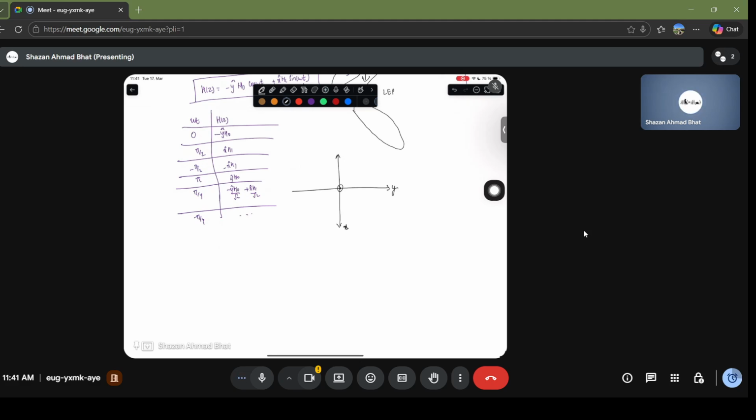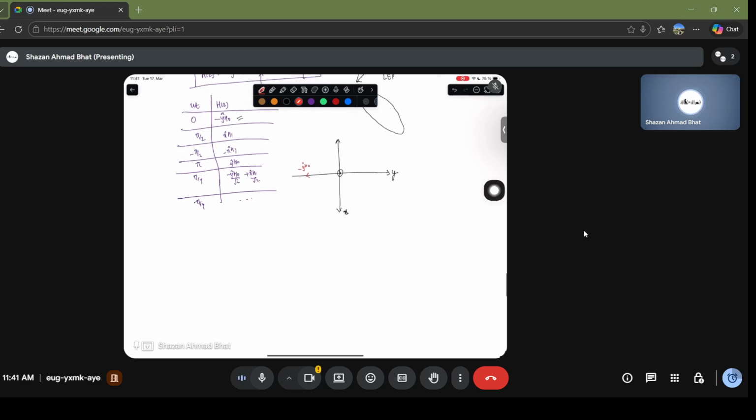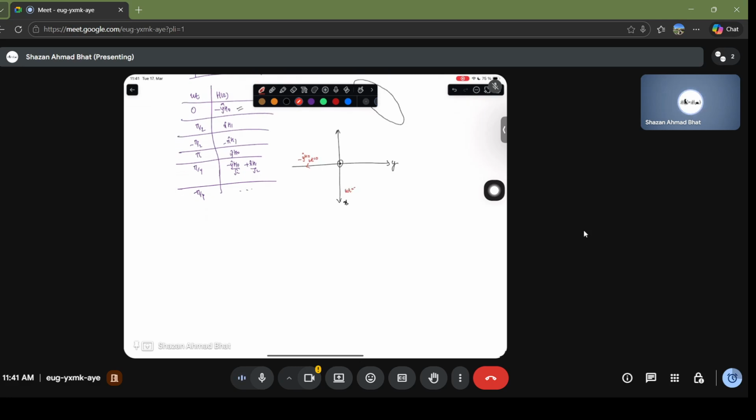Then you start with omega t equals 0. At omega t equals 0, the h of z is minus y cap h naught, so it is along this direction. So this is minus y cap h naught. At omega t equals pi by 2, your value is x cap h1, in the x direction.